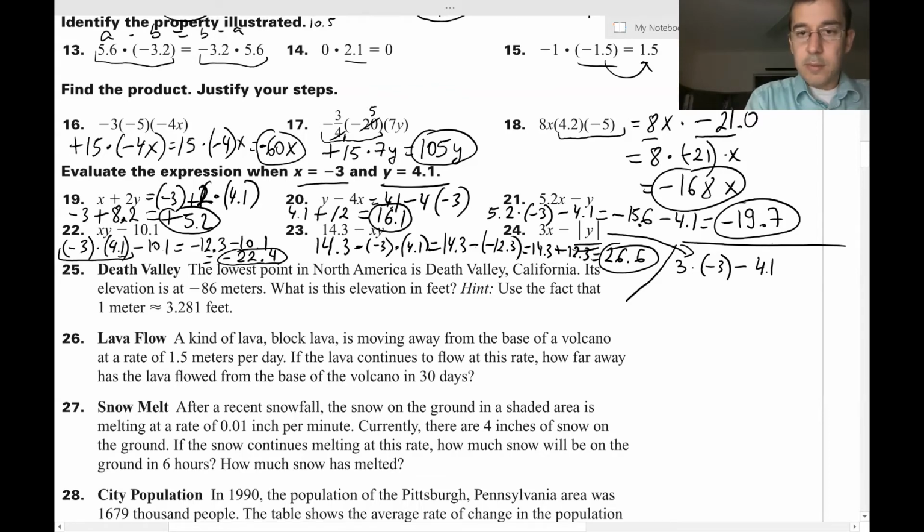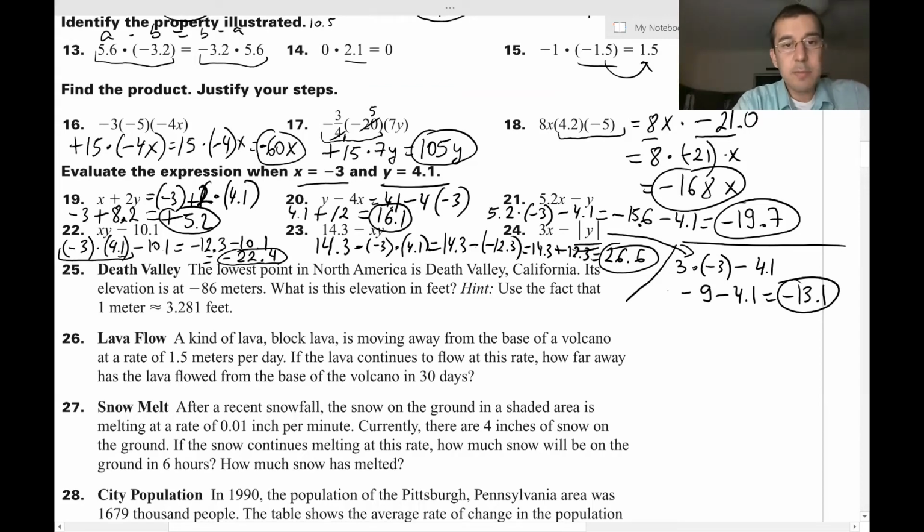That's 4.1. The absolute value of a positive number is a positive number. That's what we have. So 3 times minus 3 is minus 9, and minus 4.1. Adding up two negative numbers, 9 and 4 is 13.1, so minus 13.1 for number 24.